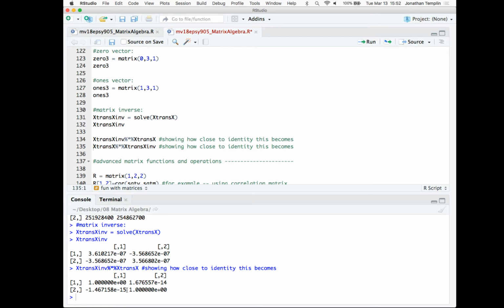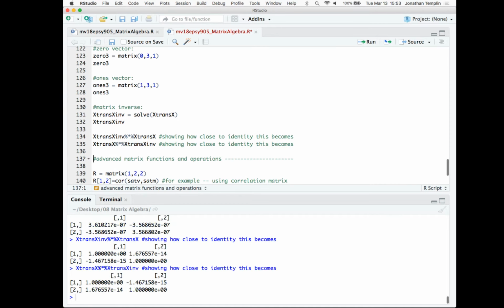It's a really computationally, I mean, for a 2x2 matrix, it's not that complex. But as the matrix size grows, it's much more complex. And so you can see there's an amount of rounding error in each one of these calculations that we're doing. Similarly, we could take X transpose X and multiply it by X transpose X inverse, and we'll see the same thing.